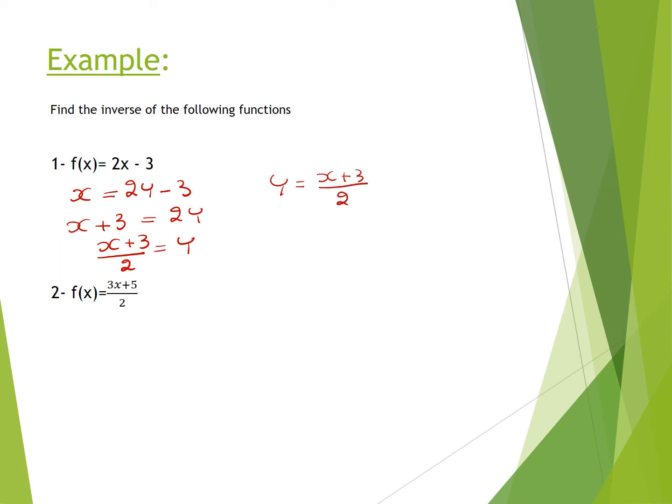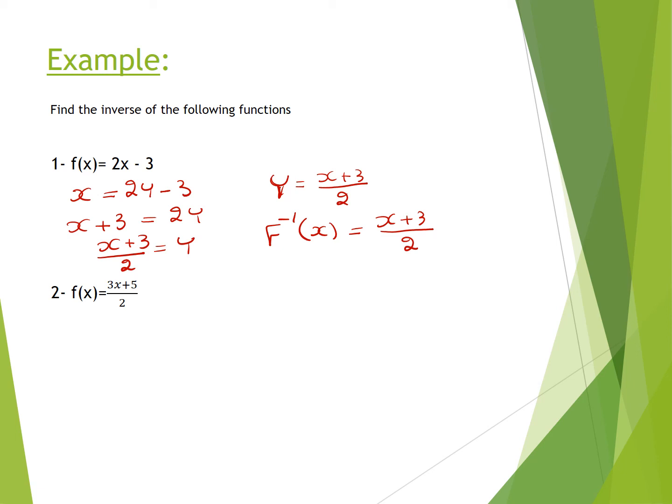I'll change the y to f negative 1 of x. So it will be x plus 3 over 2. And I have finished. Let's see the second example.